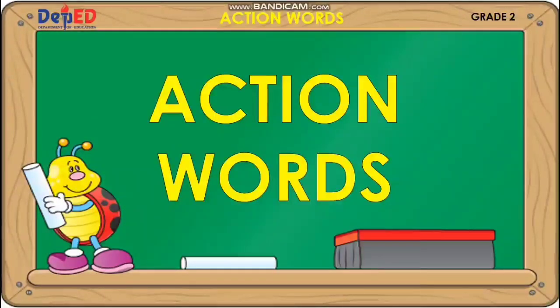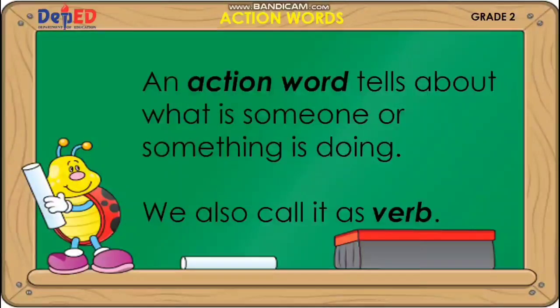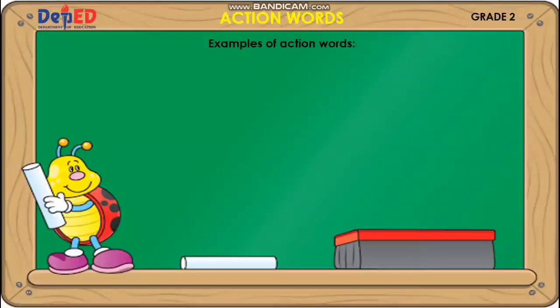Today, we will be learning about action words. An action word tells about what someone or something is doing. We also call it a verb. These are examples of action words. Let's try to read them.